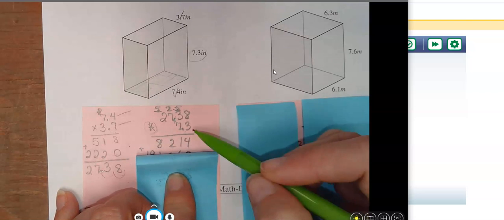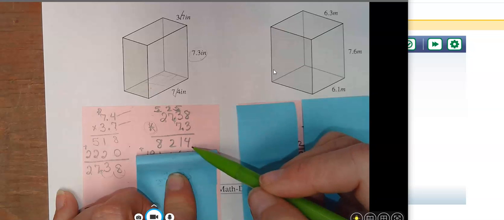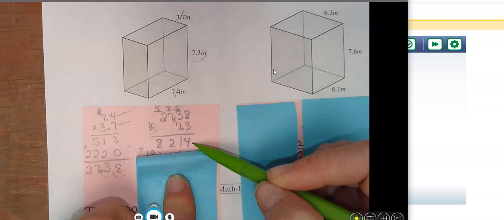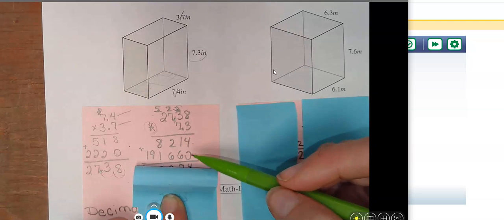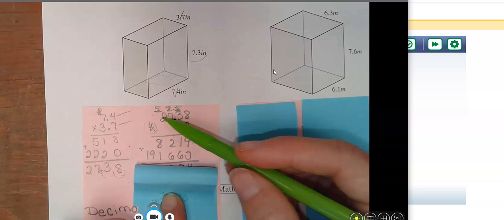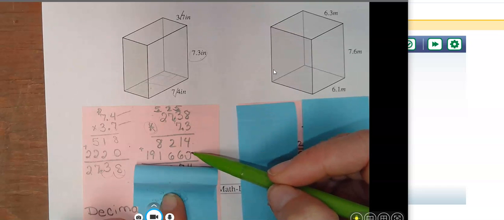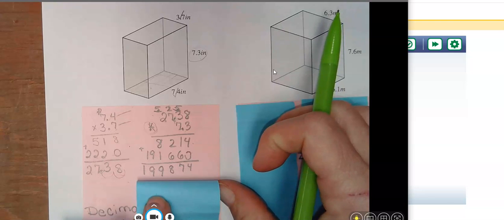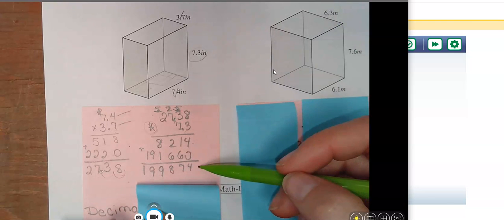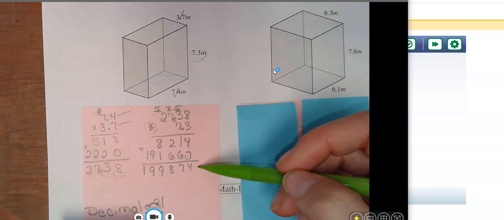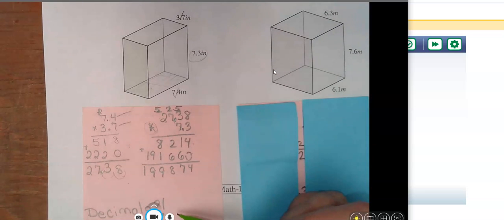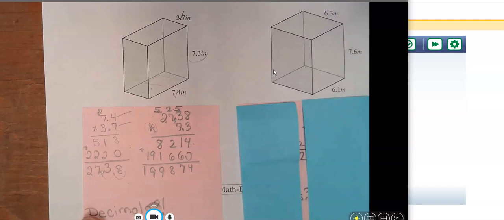Your first row, when you multiply everything times the 3, should have come out to this. Your second row, when you multiply everything times the 7, should have come out to this. Then when you add, you should get this. But is this your final answer? So be careful. There's two things now we need to look for: decimals and the label.